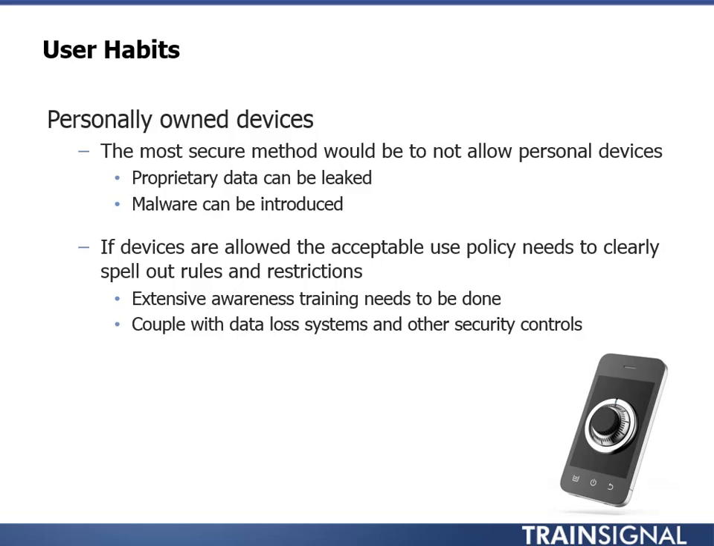So if you decide to allow these devices, it's important to have an acceptable use policy that tells users what they can and can't do with them. Maybe you allow them to connect to the network, or maybe you don't. Maybe you keep it entirely separate. Maybe you allow them to connect to social networks while they're at work, or maybe you don't. Maybe you allow them to log into the corporate internet from their iPhone, or maybe you don't. So you need to assess the risks of all of these different things and then communicate clearly to the users what they can and can't do.